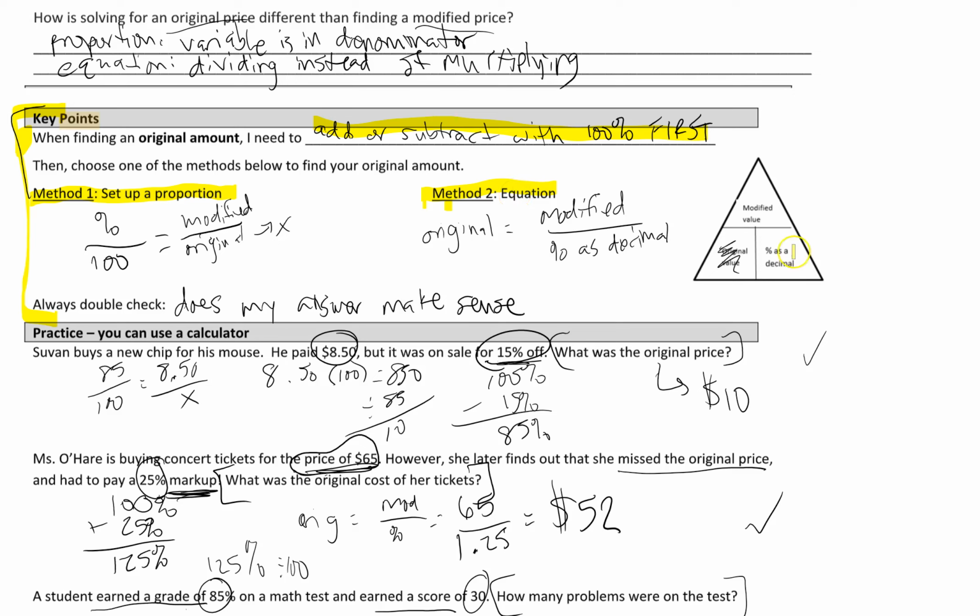If you're going equation, make sure you're making your percent a decimal. And then always, always double check. I cannot emphasize that enough. With these problems, you're thinking in reverse, so you really need to think through, oh, if I had an increase, my original should have been lower. Think through your answers, make sure they're reasonable.